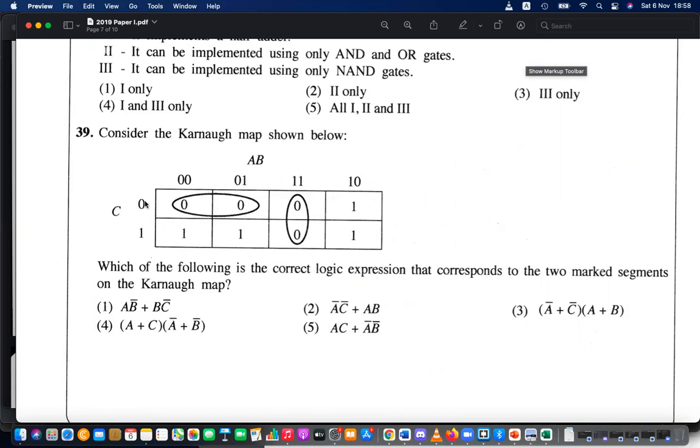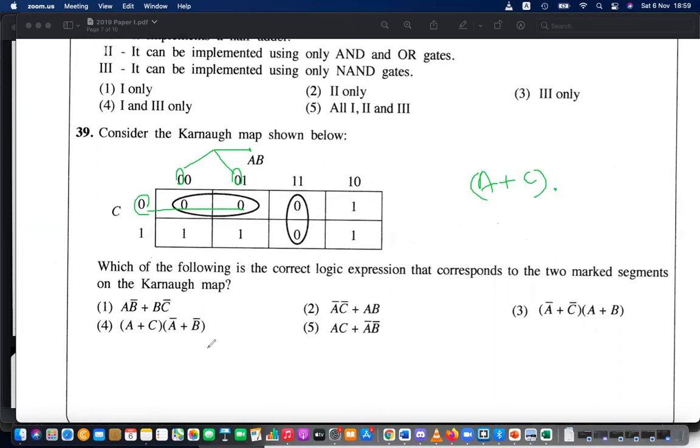For the first group, C is constant, and you can see A is also constant. Both are 0. A is constant as 0. Here also A is 0, and C is also constant. Since 0 is what the OR gate needs, if both are 0, that means you need A or C. A or C is one term. Because both are 0, the OR gate will output 0. That is what we need. So A or C is the answer. I think then the fourth one. Okay, let's see the next one.